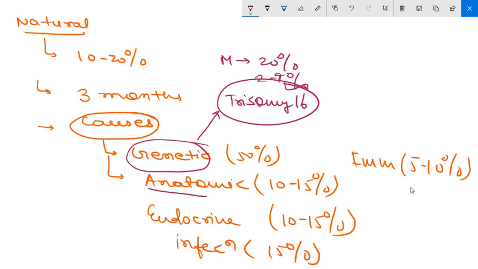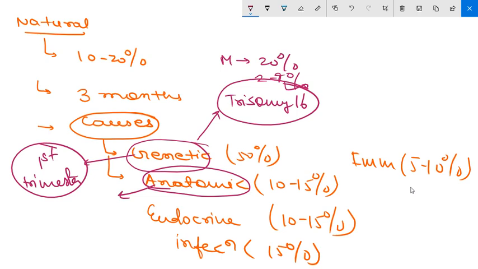Clear? Now coming to the anatomic. Cervico-uterine factors usually cause second trimester abortion. Genetic causes are basically responsible for the first trimester. So if any abortion occurs in the first trimester, naturally the most common cause is genetic, and if it occurs in the second trimester, then the most common cause is anatomical, maybe cervical incompetence, congenital malformation of uterus, or uterine fibroids. Okay, now endocrine.